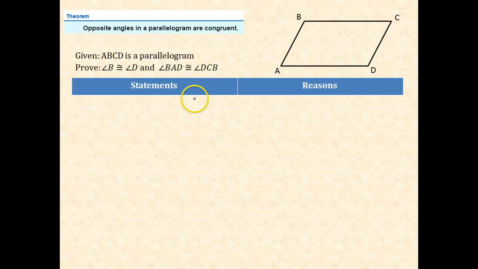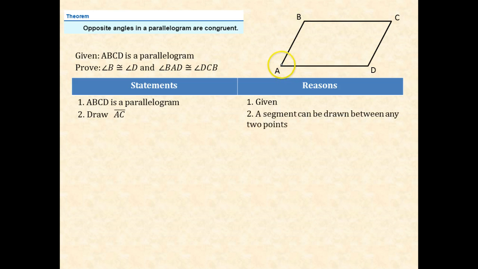So, what do we always start with? We start with what we're given. We're given that ABCD is a parallelogram, and we can say that because the information was given to us. What can we do now? Well, kind of the same idea as we did last time. We're going to draw AC, because that gives us some triangles. It gives us triangle ABC and triangle CDA, and we can use those triangles.